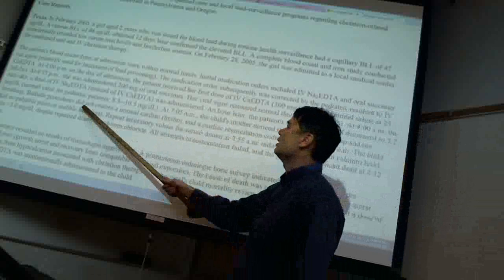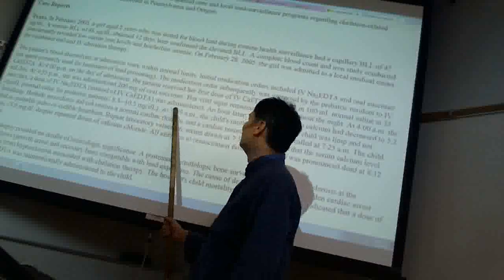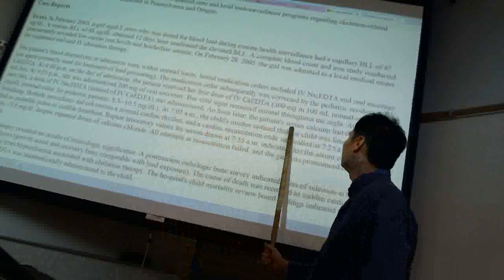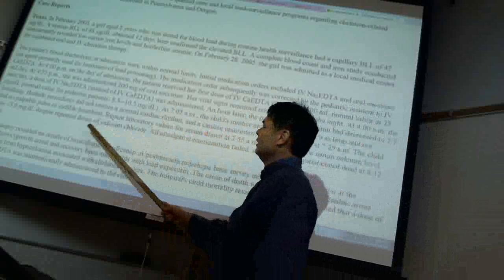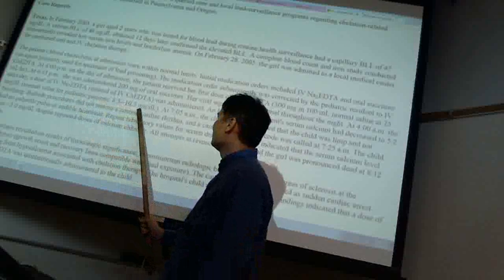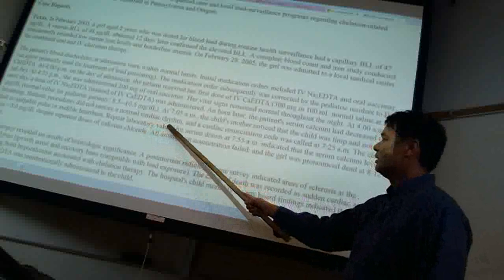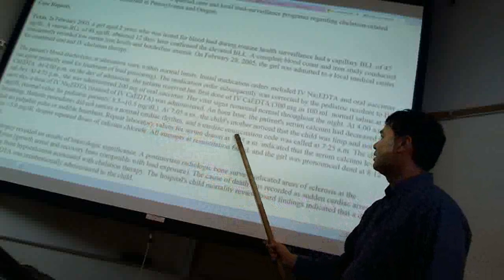At 4 o'clock a.m. the next day, a dose of intravenous sodium EDTA instead of intravenous calcium EDTA was administered. An hour later, the patient's serum calcium had decreased to 5.2 milligrams per deciliter, normal value for pediatric patients 8.5 to 10.5. At 7:05 a.m., the child's mother noticed that the child was limp and not breathing. Bedside procedures did not restore a normal cardiac rhythm, and a cardiac resuscitation code was called at 7:25 a.m.